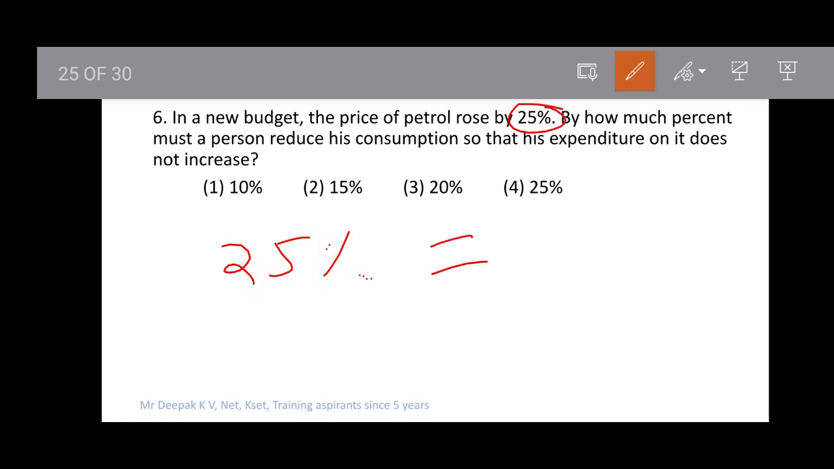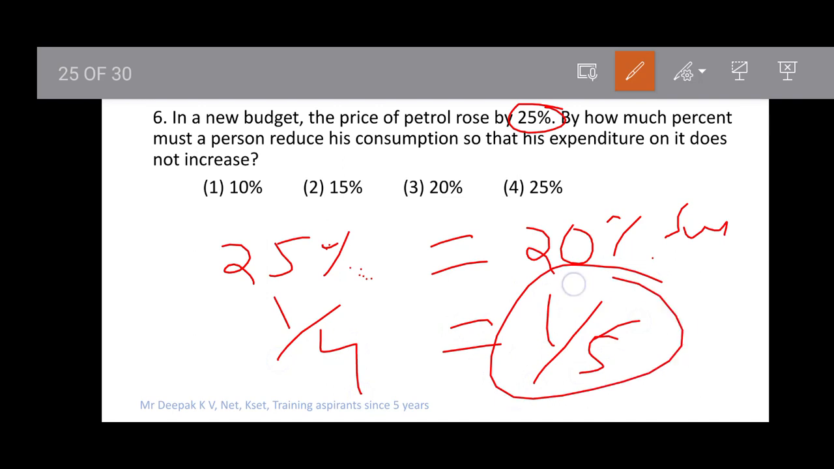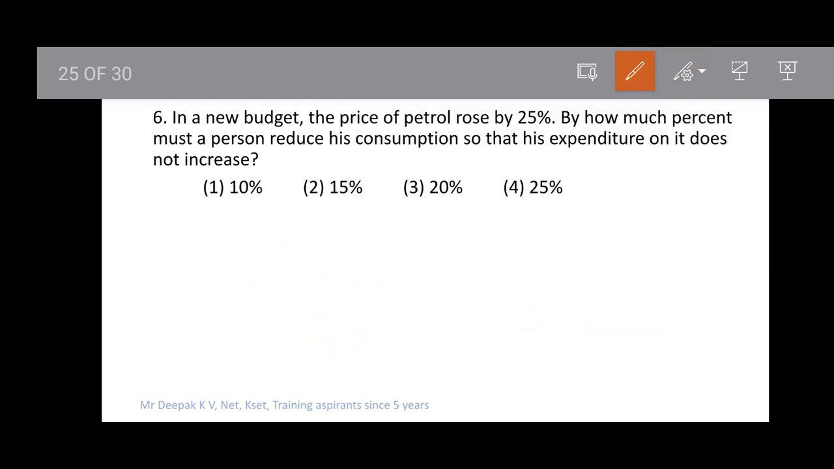Now your consumption is a constant, so what is the percentage of your consumption on the total sales? 25% on the cost is equal to 20% on the sales, or else you can write it like 1/4 on the cost is equal to 1/5 on the sales. So 20% should be your answer. So this is a simple trick. As I mentioned, we should know about this kind of trick. Just watch my previous classes. I have informed about this trick as well.